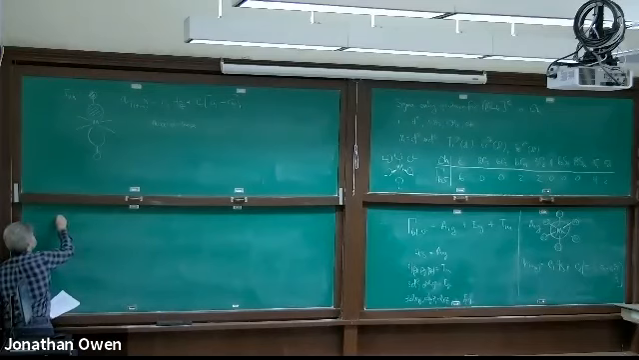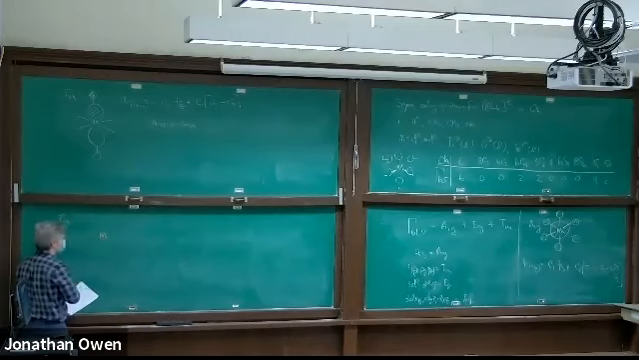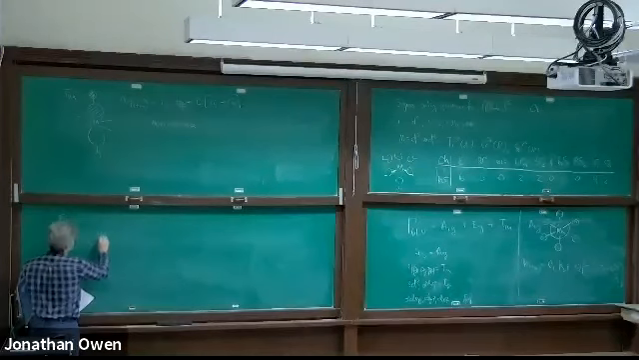How about eg? Again? It's a d orbital. T2g and eg in octahedral. The triply degenerate one doesn't point at the ligands. Eg, the doubly degenerate one, does. Dz squared and x squared minus y squared point at the ligands. Let's do x squared minus y squared for a second.